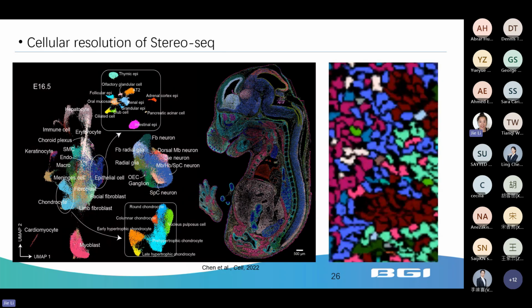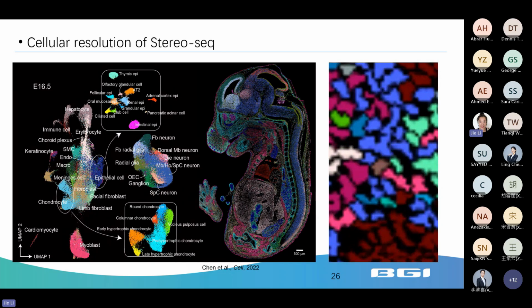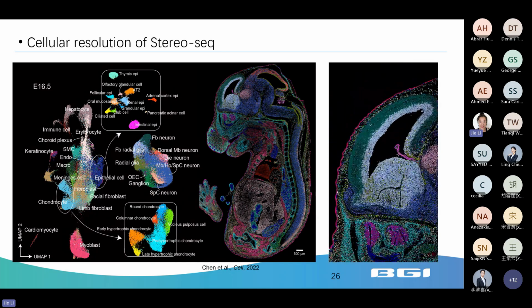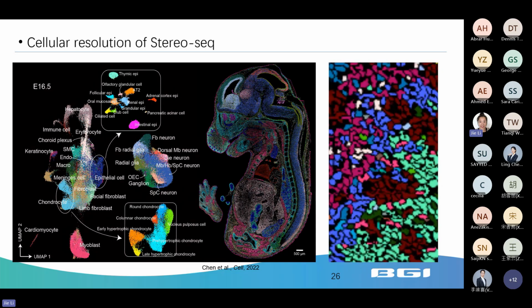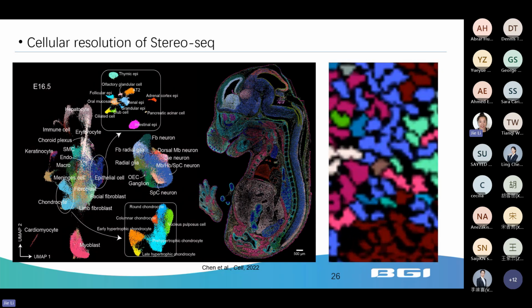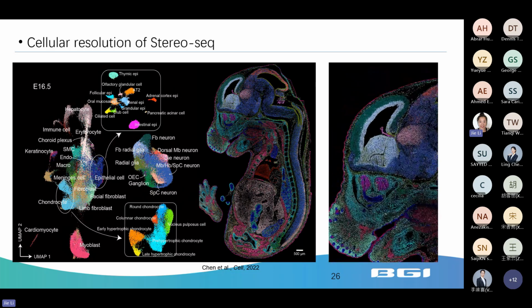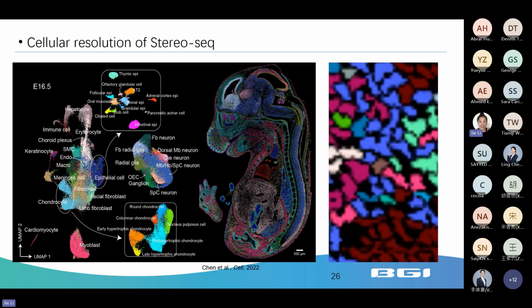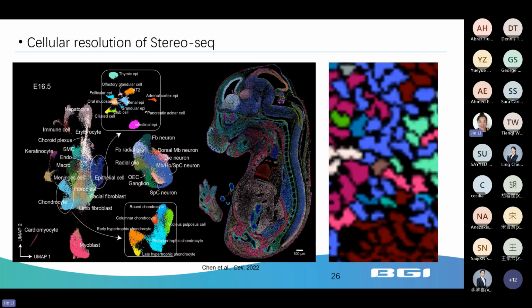So in this study, they also identified the spatial heterogeneity of cell type distribution in mouse embryo tissues. At the single cell level, spatial transcriptome analysis of the embryo is crucial for understanding the dynamic changes in cell fate.